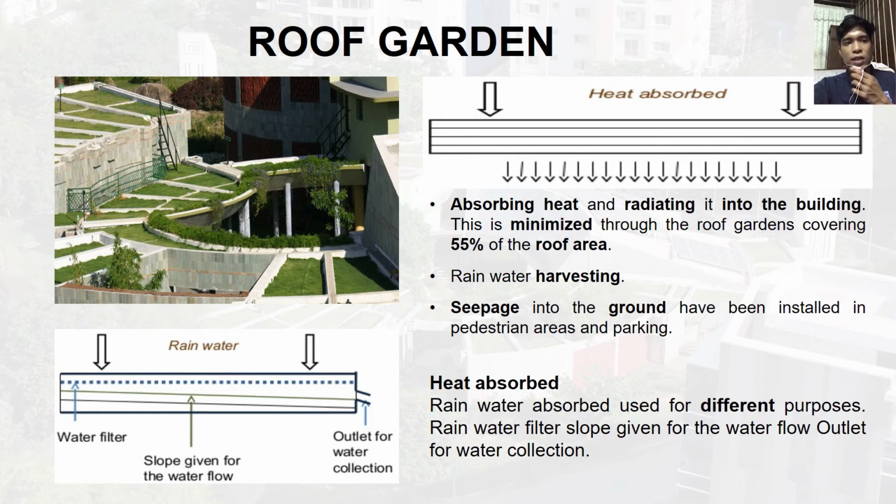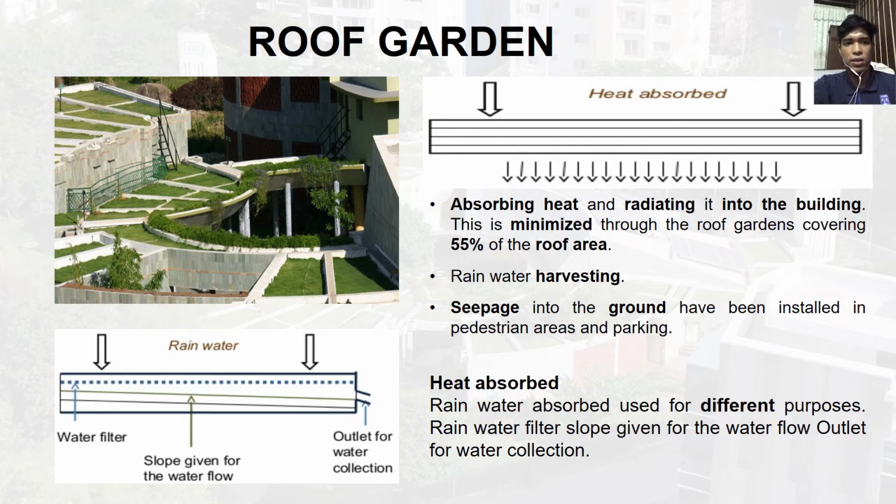And the second one is a roof garden. As you can see, the picture shows the heat absorbed. The absorbed heat is radiated into the building, and this is minimized through the roof garden, covering 55% of the roof area. And it can also be used for rainwater harvesting.